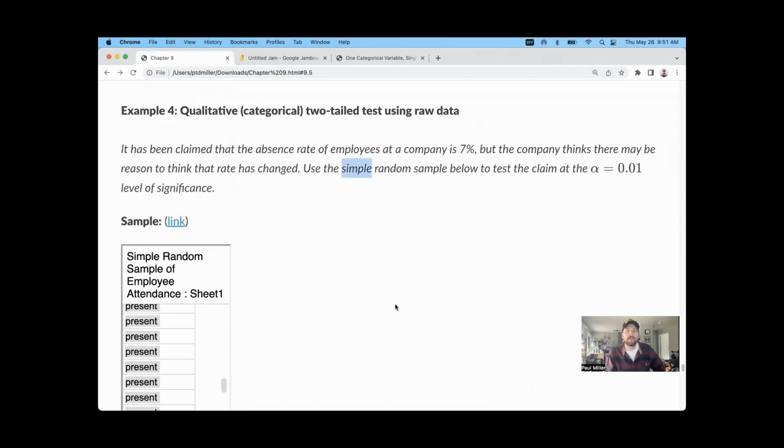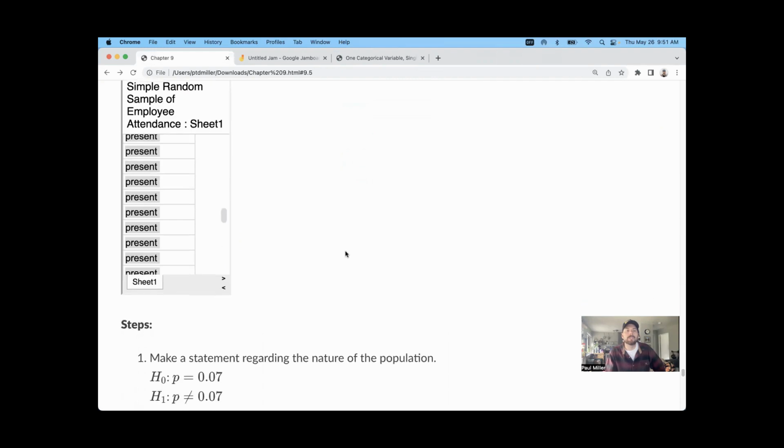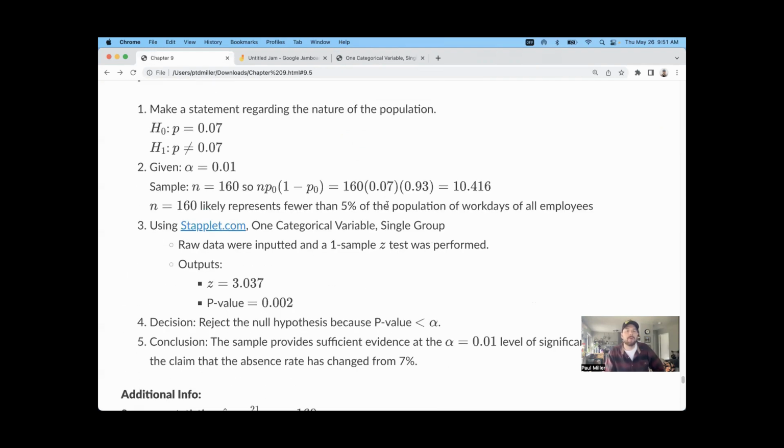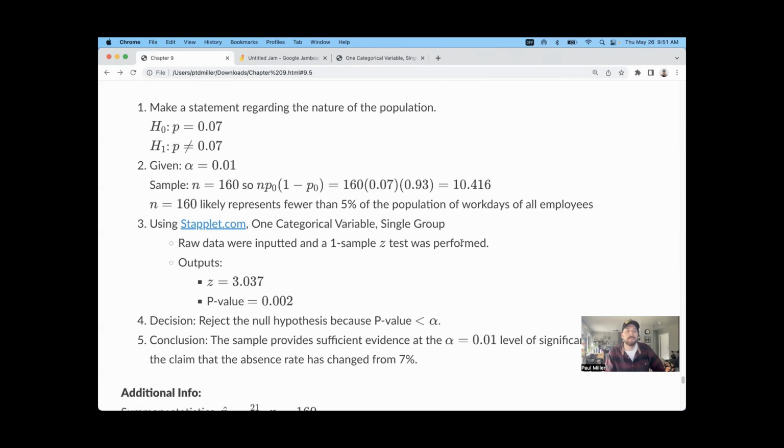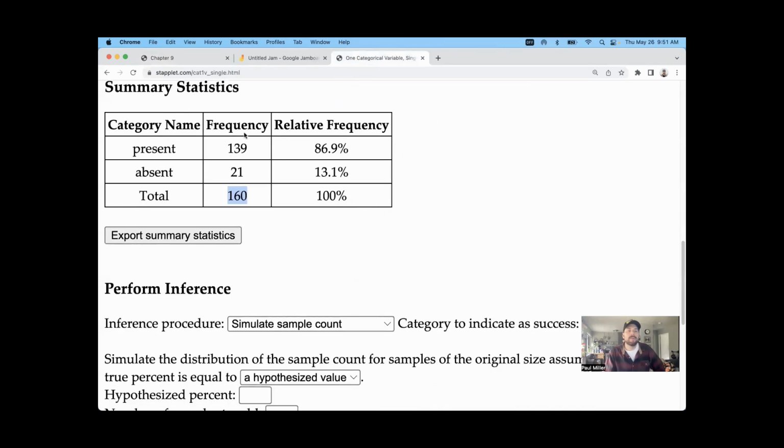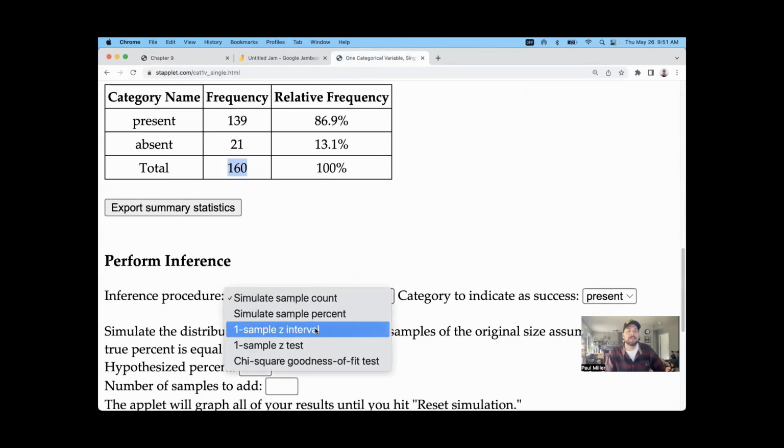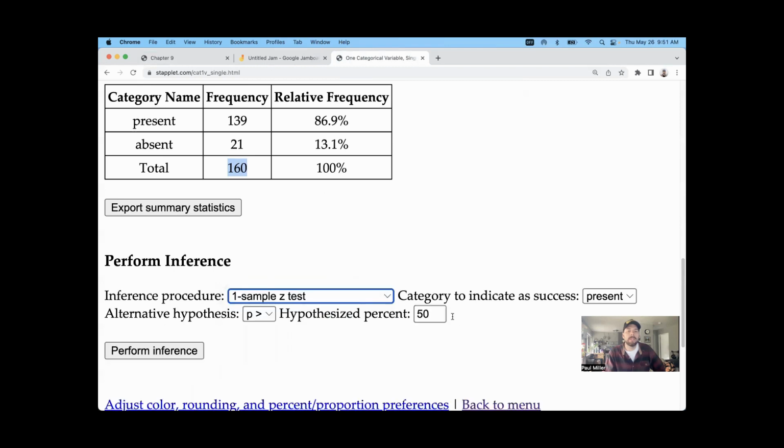This one is a simple random sample. We don't expect that to be more than 5% of all work days for all employees. Then we need to run the numbers. I've already got the data in. I just need to do my one sample z-test. I'm looking at the absent rate this time. Make sure you pick the right wording for success. It's not equal to 7%, so that's just that whole number 7.